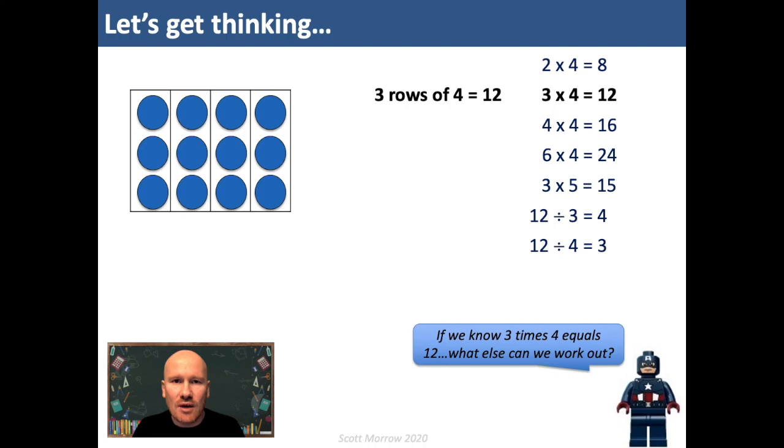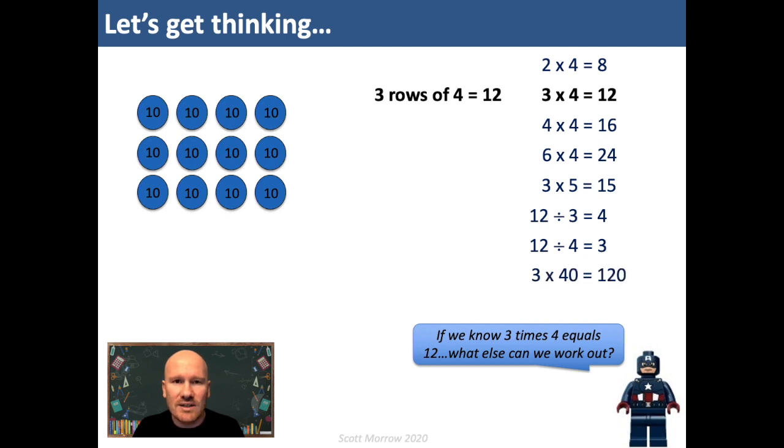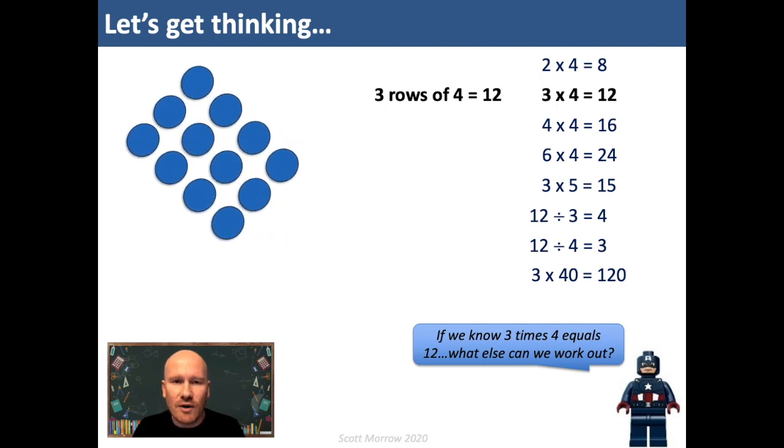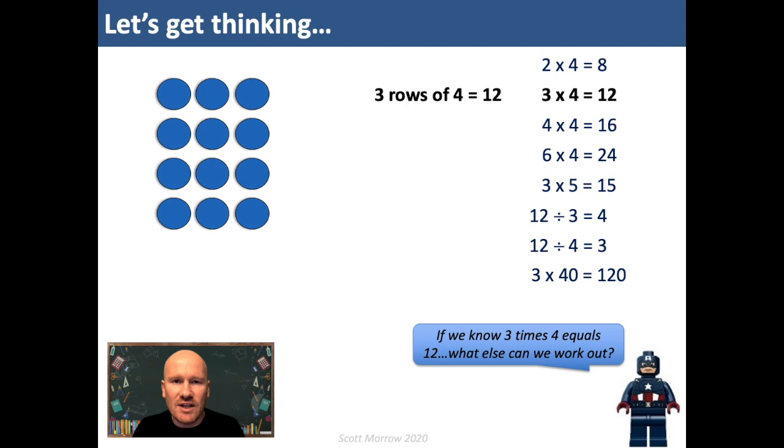Rather than each of those counters being worth 1, they might be worth 10. So rather than having 3 rows of 4, we've actually got 3 rows of 40. And I can see there, 3 lots of 40 is 120. So 3 times 40 is 120. What we can also do with that array is we can turn it round. So rather than having 3 rows of 4, we've now got 4 rows of 3.